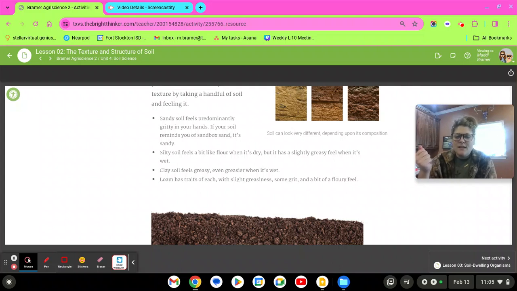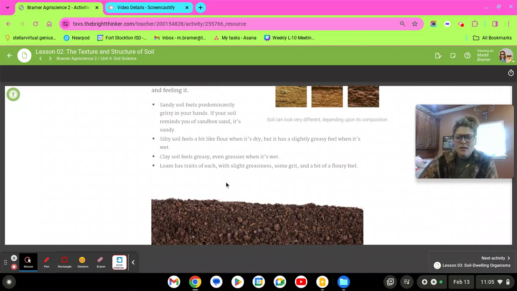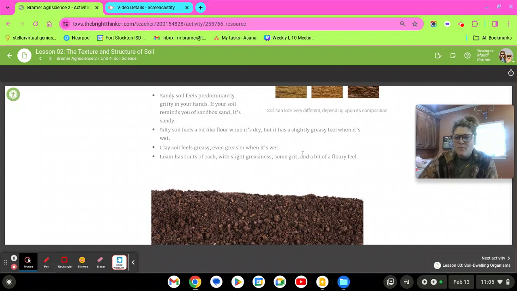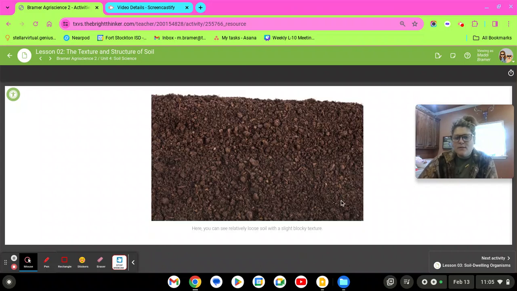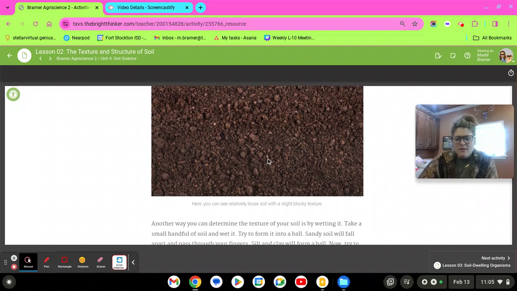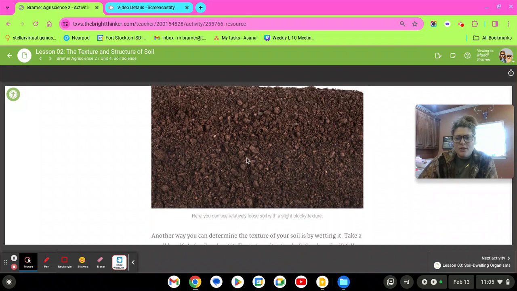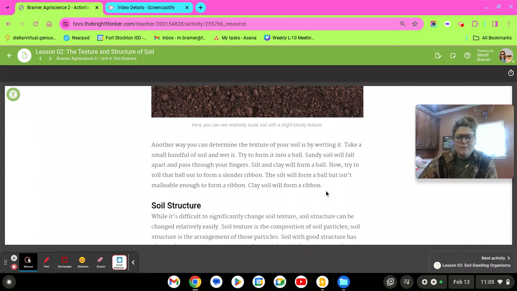Clay feels greasy. It gets even more slippery and greasy when wet, and it kind of sticks together. Loam has traits of each, with slight greasiness, some grit, and a bit of a floury feel. So it's a combination. So here's a loose soil with some blocky texture. You can see the bigger particles.